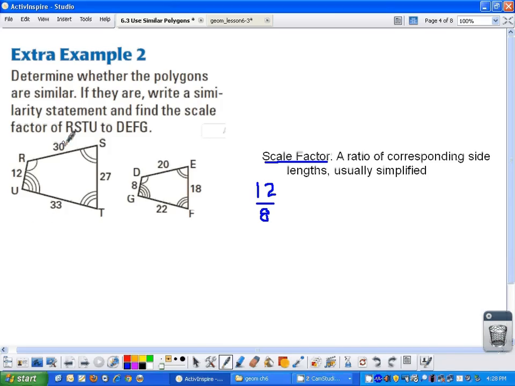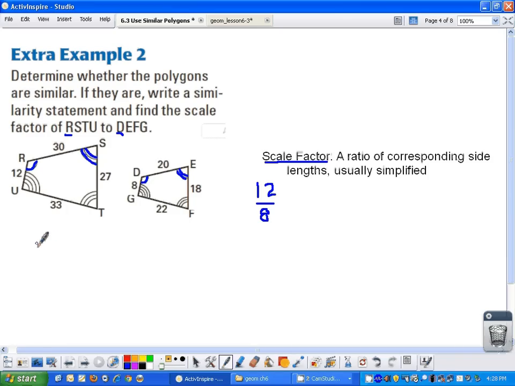So one thing we need to do first, the easiest thing to check, is make sure corresponding angles are congruent. Angle R should be congruent to angle D, and they're both marked with a single arc. So that looks good. Next we have to check angle S and angle E, and those are marked with two arcs, so those are congruent to each other. And so on. We're going to check T and F. Those each have 3 marks, and then angles U and G are also marked as congruent to each other. So it looks like all corresponding angles are congruent.